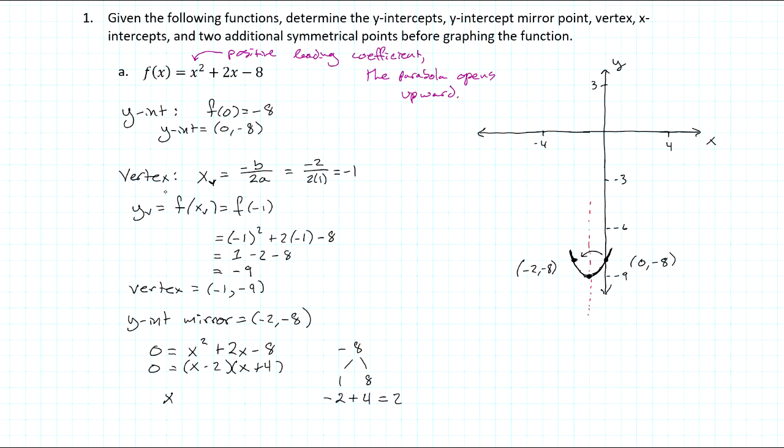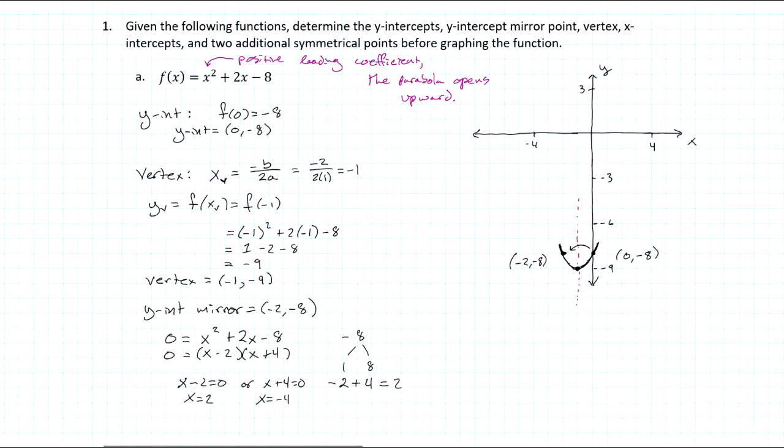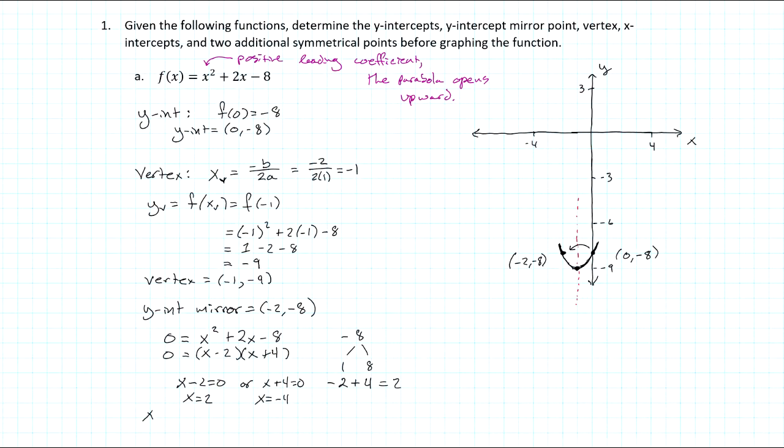And from this, we can see that x minus 2 equals 0, or x plus 4 equals 0. So x equals 2, or x equals negative 4. And our x-intercepts are the points 2, 0, and negative 4, 0. So I'll go ahead and plot those. Got negative 4, 0 over here, and then the point 2, 0 over here.